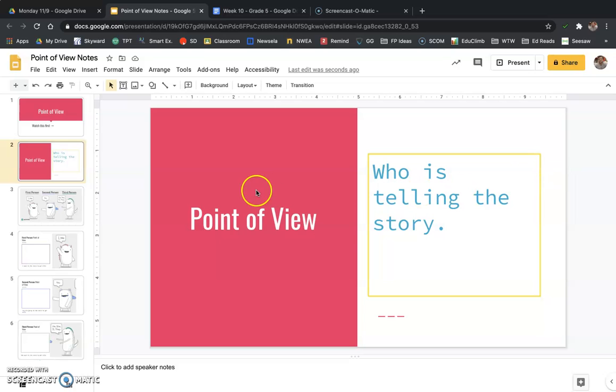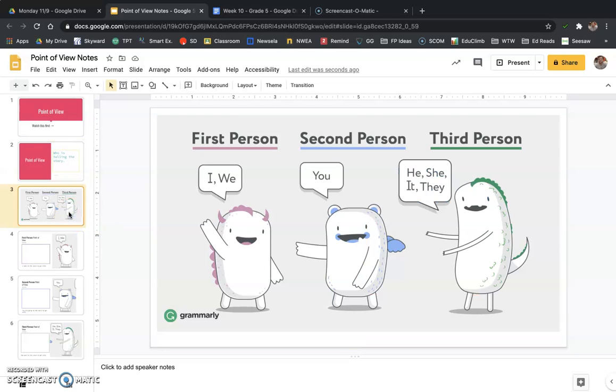Here's a nice little way of thinking about point of view. Here are the three different kinds of point of view. Their names are pretty easy: first person, second person, third person. This does not mean one person, two people, and three people. That's not what that means.